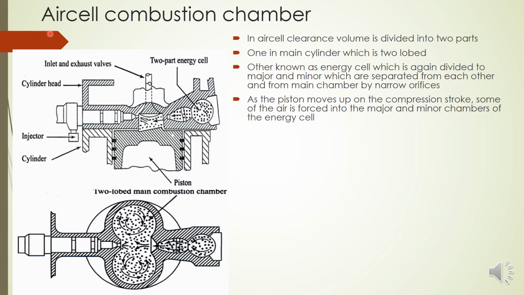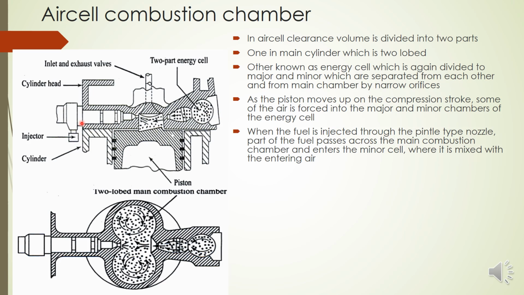Just to recollect, in this type of combustion chamber, we are using both types of swirl generation. Combustion swirl is used, as well as combustion induced swirl. So during the combustion stroke, the air is pushed into this energy cell, and some amount of combustion swirl is generated, mainly in the major cell.